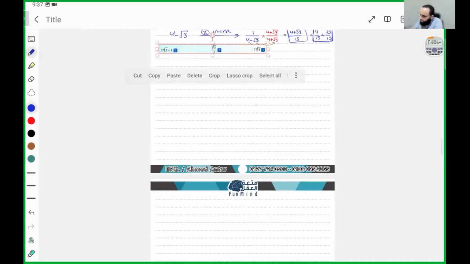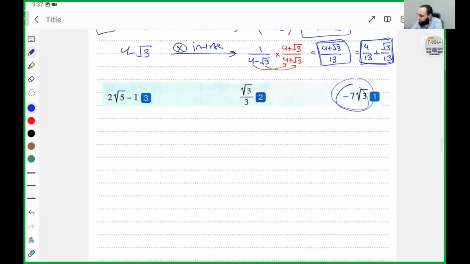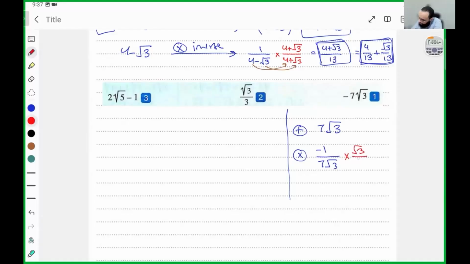At the same. So, the additive inverse. 7 root 3. The additive inverse, 7 root 3. The multiplicative inverse. 1 over 7 root 3. No, it's negative 1 over 7 root 3 because it was negative 7 root 3. You know? Okay. Times what? Times root 3, up and down. What about this? The additive? Negative root 3 over 3. Yes. The multiplicative?